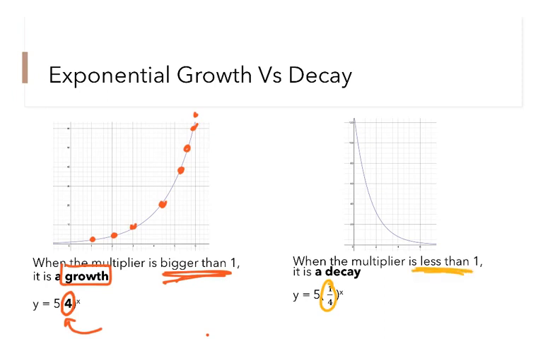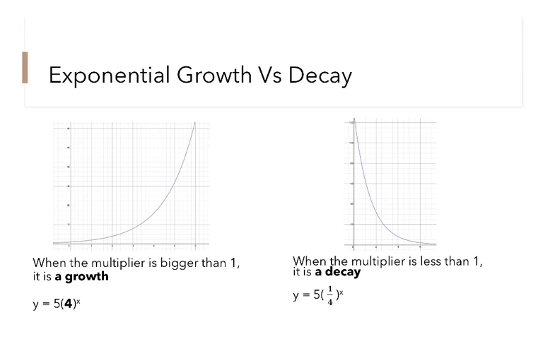It's like a fraction. 1/4 means it's getting smaller and smaller and smaller. Okay, so the difference between exponential growth and exponential decay is that in growth, my multiplier is bigger than 1, whereas in decay, my multiplier is less than 1. So that is the difference between exponential growth and exponential decay. Okay, and that's what we have for video notes 1.